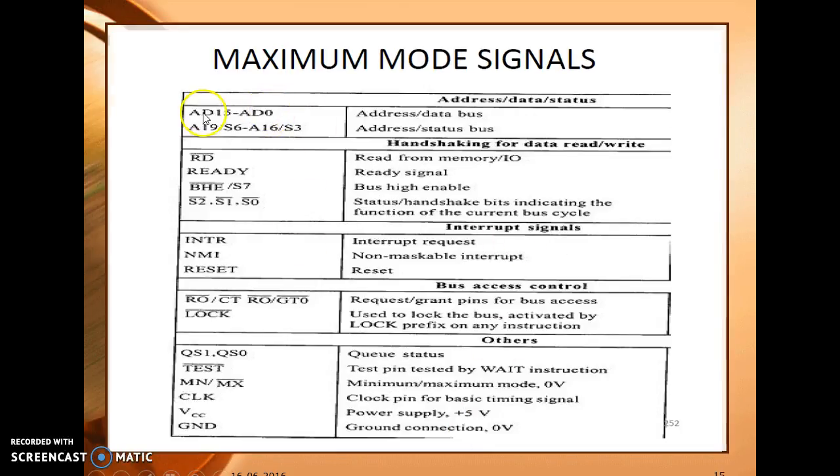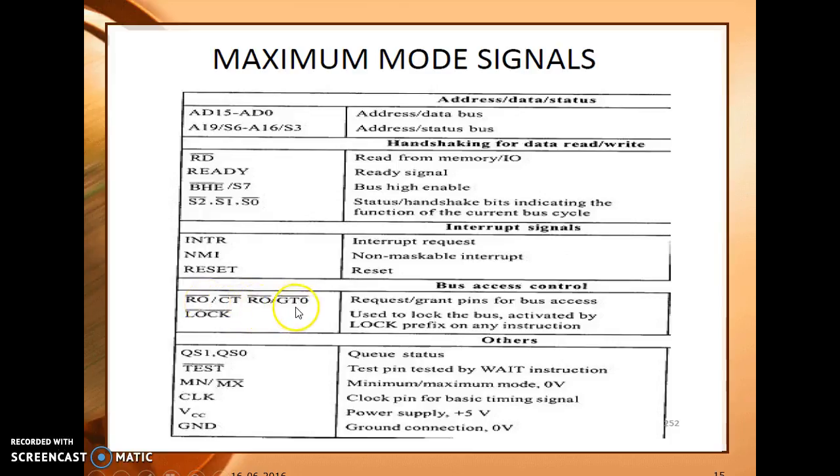Maximum mode: AD0 to AD15, address as well as data bus. Then the same A16 to A19, address as well as status bus, used for handshaking for data read as well as write. RD, read from memory as well as IO device. Ready, bus high enable as well as S7. Then the status signals S0, S1 as well as S2. Next, the interrupt signals: INTR, interrupt request. NMI, non-maskable interrupt. Reset, and bus access control.